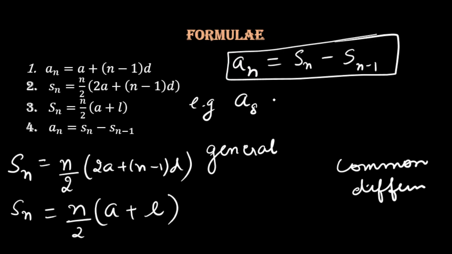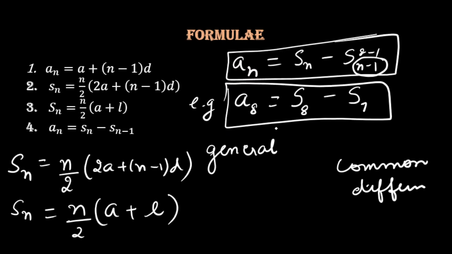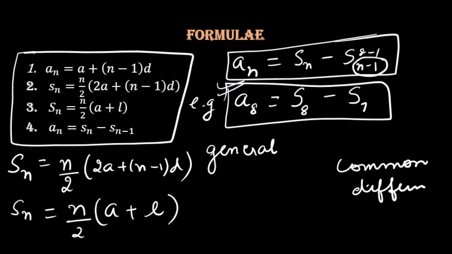Suppose the value of n here is 8, which I have substituted. So a8 means the 8th term. I can find it with the help of the sum also: S8 minus S7. Here n minus 1 is written, so 8 minus 1 I have done, it is 7. Like this, if we know the sum, from the sum also we can find any term of the sequence by using this formula. So you can make a note of the formulas, because throughout the chapter we will be using these formulas.